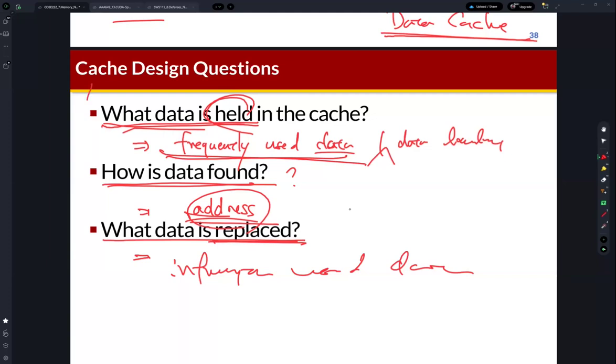So these are the cache design questions. You need to consider these questions for designing caches. Okay, what data is held in the cache? Frequently used data, obviously. How is data found? We require addresses of data. What data is replaced? Infrequently used, right? So we can estimate, oh, this data will not be used in the near future. Okay, then this data can be evicted.